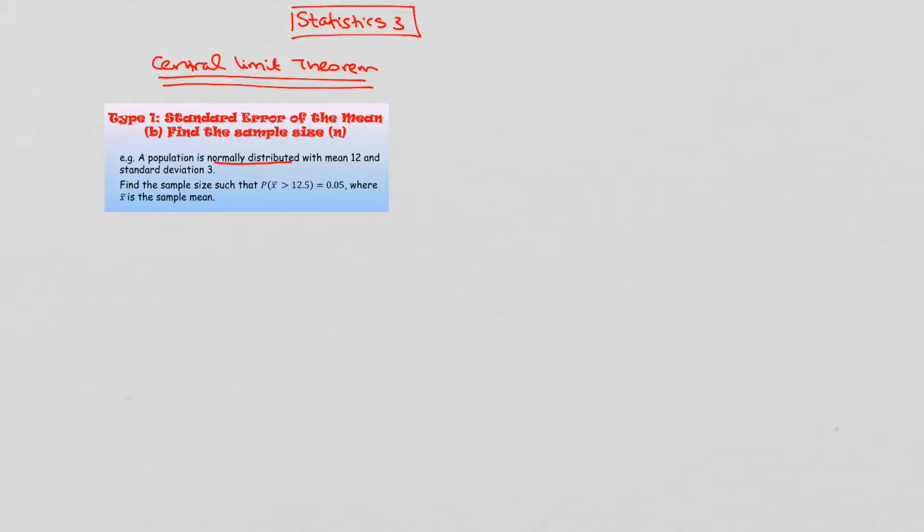So it doesn't matter what the sample size is, we know that our central limit theorem is going to apply. And we can see that we're given the population has a mean of 12 and a standard deviation of 3. So we have to find the sample size. That's what we're looking for in this question. And we're given the probability where x bar is our sample mean. And we're told that the probability that the sample mean is greater than 12.5.